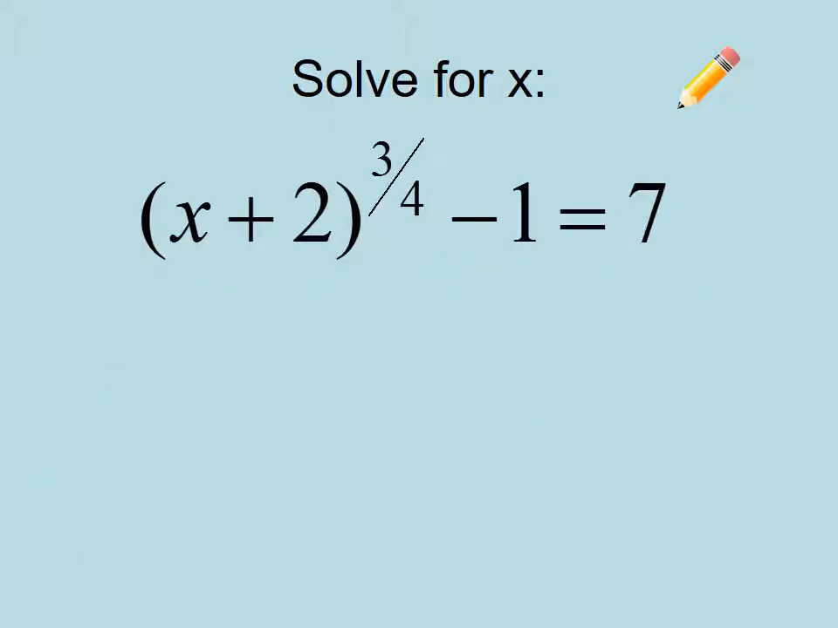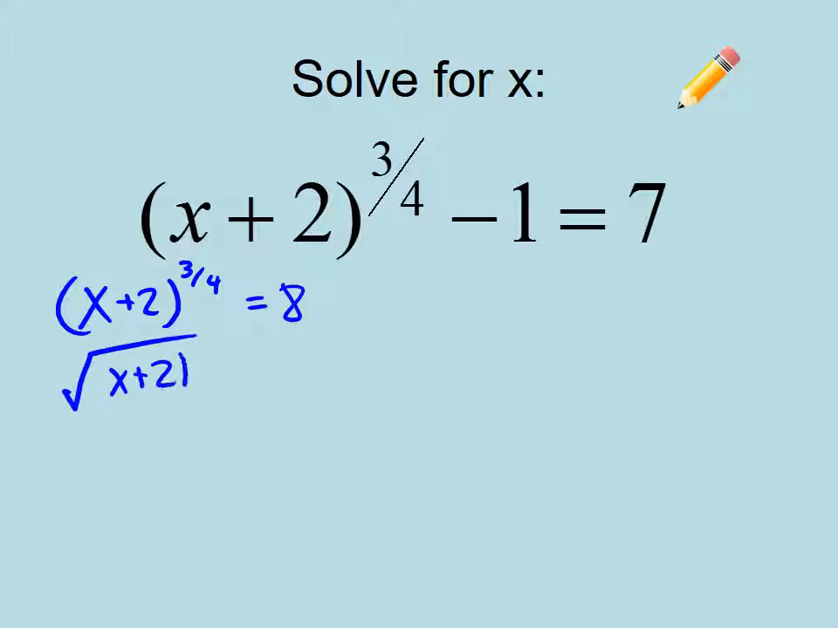Let's take a look at a similar example. Again, I'm going to solve this two ways. No matter what, first of all, I'm going to add that 1 over to the other side, and let's make that an 8. I'm going to rewrite this in what I'm familiar with, and that is the fourth root. So my index is 4 and my exponent's 3.